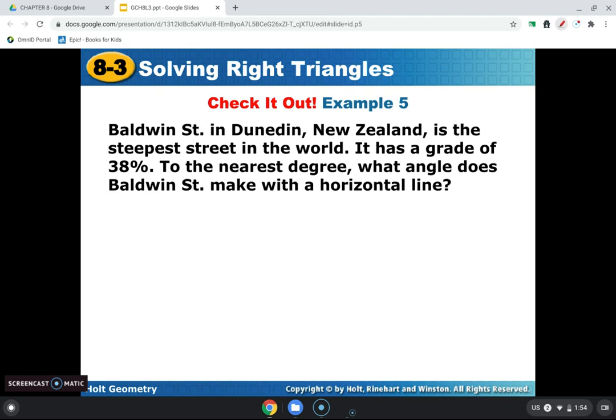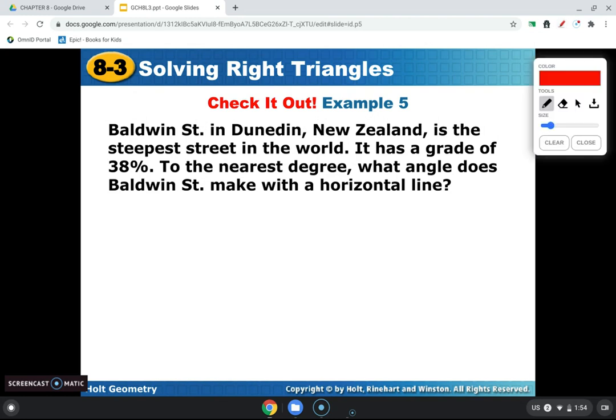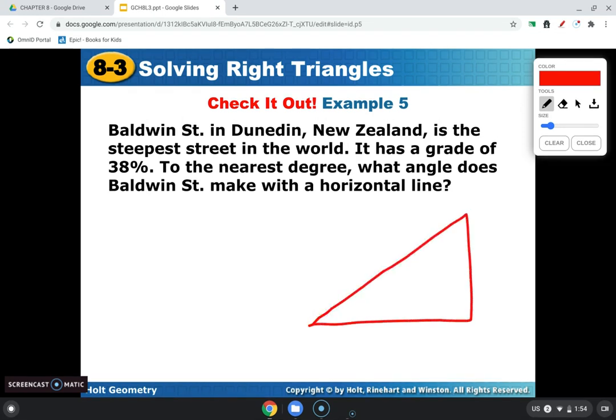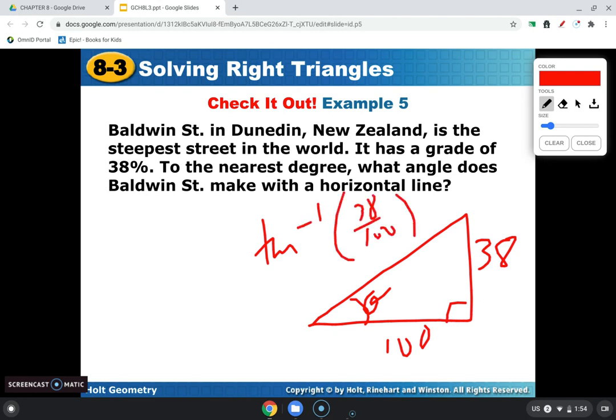Baldwin Street in New Zealand is the steepest street in the world. It has a grade of 38%. To the nearest degree, what angle does it make with the horizontal? Well, we're trying to find this angle right here, rise over run. So we're going to take the inverse tangent of 38 over 100. So inverse tan of 0.38 is 20.8. So we'd round that up to the nearest degree, 21 degrees. Steepest street in the world. Rise over run is always going to be with tan, anytime you're dealing with slope or grade.